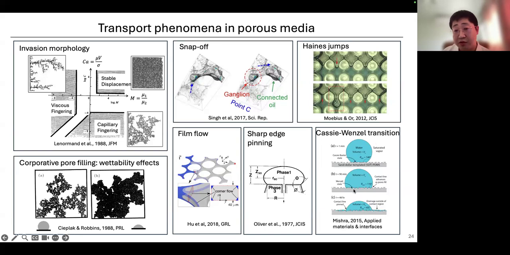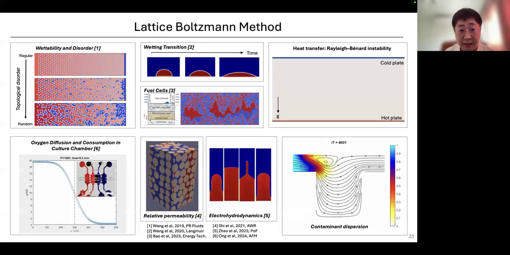And then the Haines jumps and the Cassie-Wenzel transition. I won't go into detail, but I just want to show this quite interesting problem that people have been focusing on in the geotechnical or petroleum field. And for me in the past, I've been studying this problem using the lattice Boltzmann method, in the next slide.